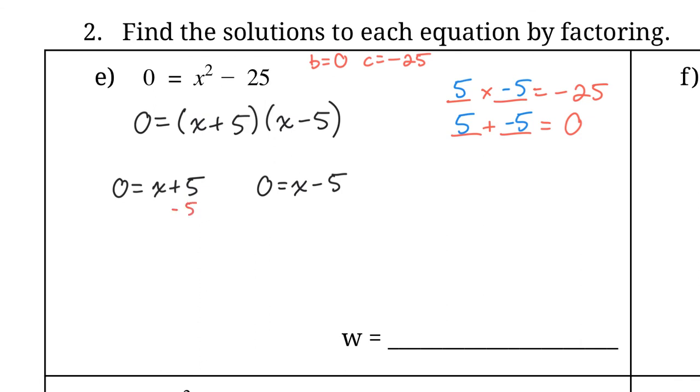So in our first one, we'll need to subtract 5 from both sides of the equation, and we're going to get that x is equal to negative 5. And in our second one, we're going to have to add 5 to each side of the equation, and we will get that x is equal to a positive 5. So these are our two possible answers. So the value of x is equal to negative 5 or a positive 5. So those are our solutions, and we are done.